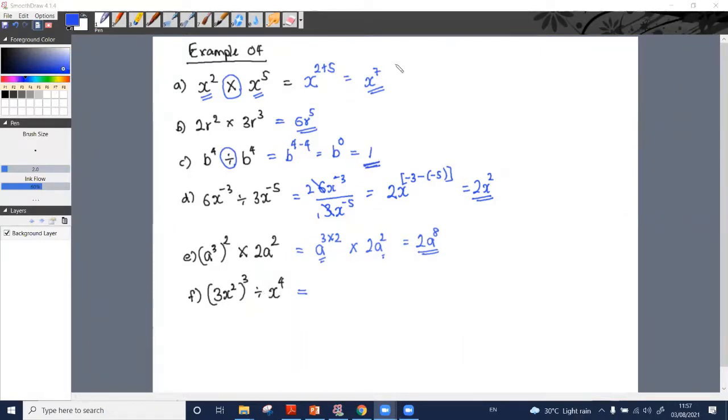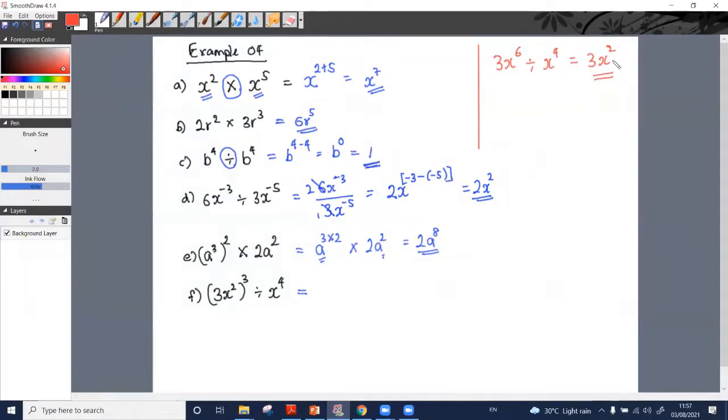So for most of you, I will write the incorrect way. This is what you have done here. I'm not going to write the correct answer here, only the wrong way you got your answer. This is what most of you may have done: 3x to the power 2 into 3, that is 6, divided by x to the power 4, then the answer is 3x to the power, because of the division, 2.